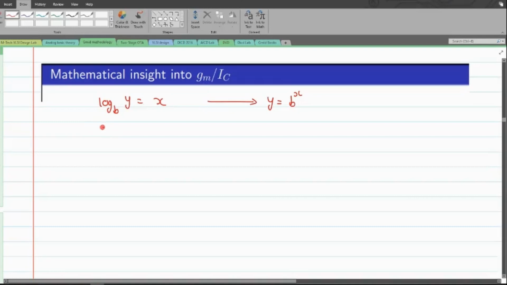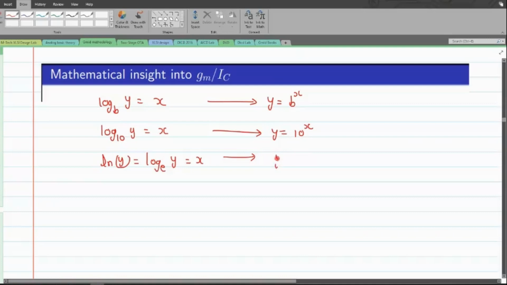Clear? So what it means is, when you have log to the base 10 of y equal to x, then the inverse function is y equal to 10 to the power x. And the next one is the ln. If I say I have ln of y, this means the ln is nothing but log to the base e of y equal to x. So how can I write it in terms of y? The y could be written as e to the power of x.